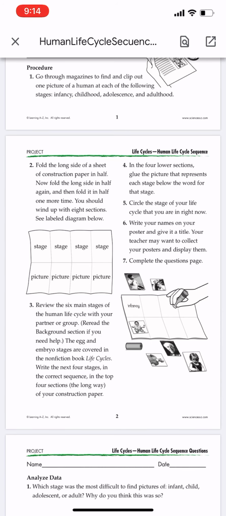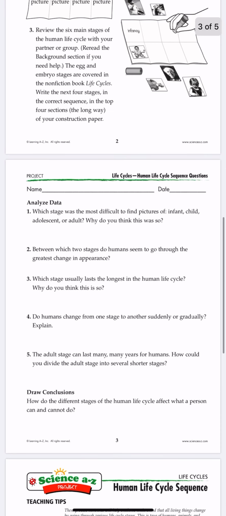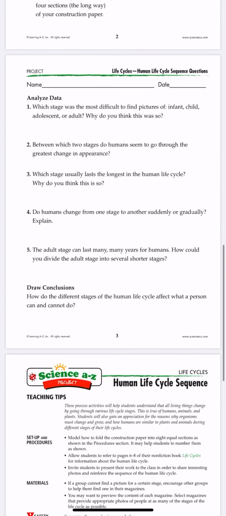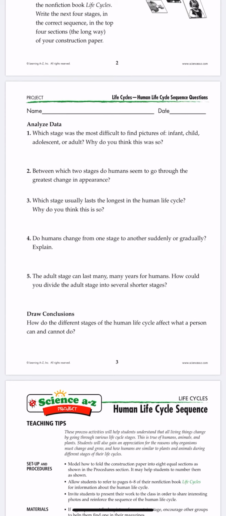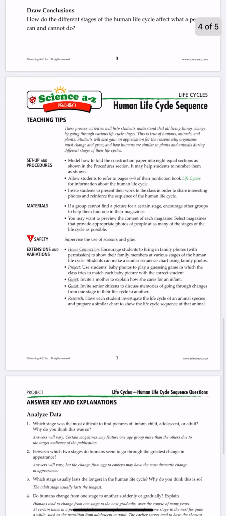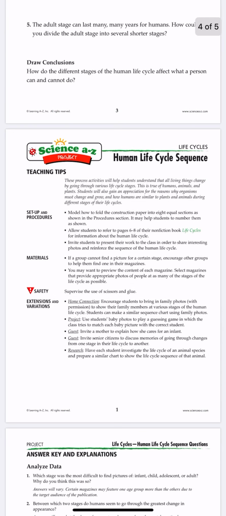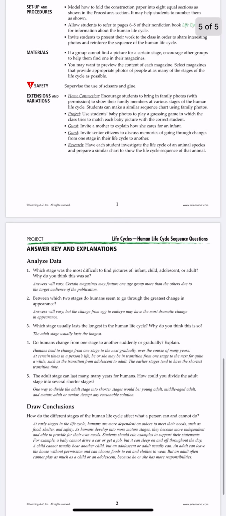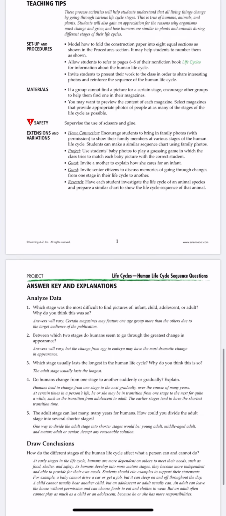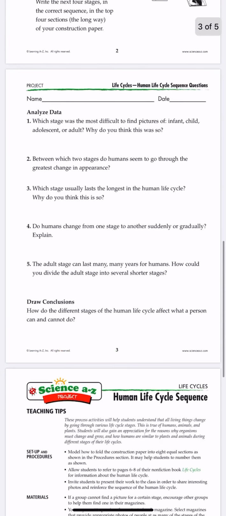Number 7, complete the questions page. On page 3, you're going to see the questions that I'm going to have you answer. There are 5 questions under Analyze Data, and then Draw Conclusions has one more question. So 6 questions total. These last 2 pages are just for you to read if you need references. They're not part of the assignment.